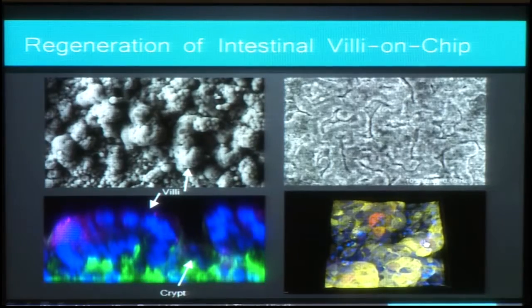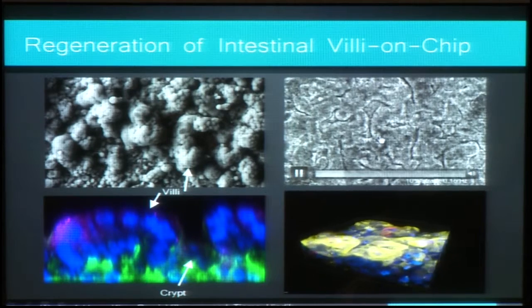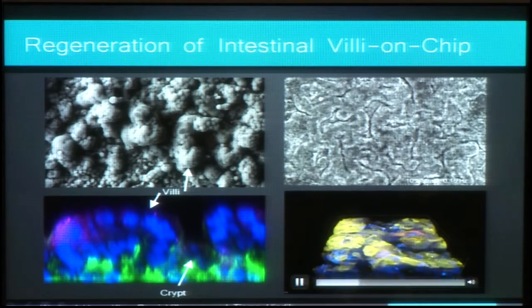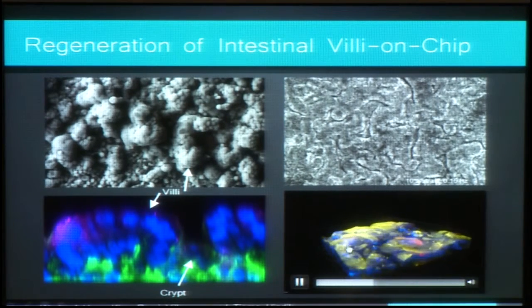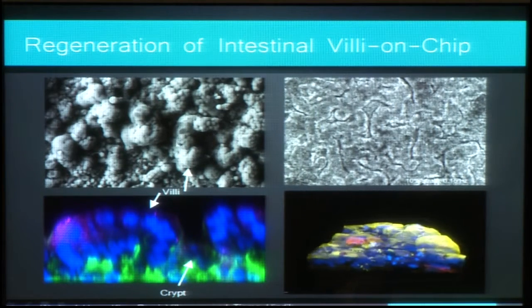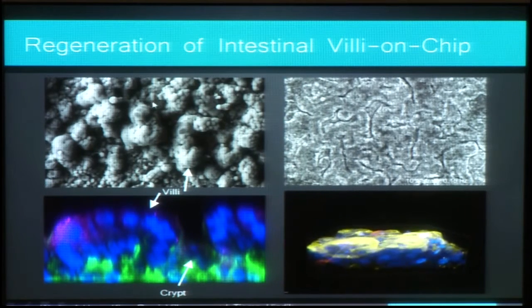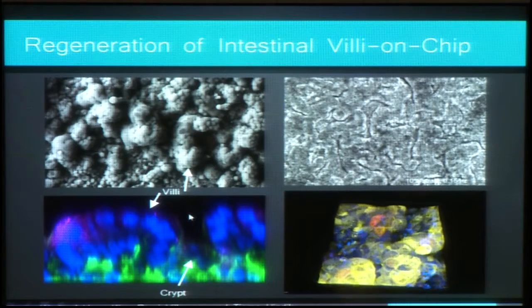And what happens when you stretch them during 6 days? You start to have the formation of this pseudo-villi structure inside the chip. You have here a 3D reconstruction of the chip. And here is the SEM image. Maybe it's much more obvious here, where you have these formations and this canyon valley in between.